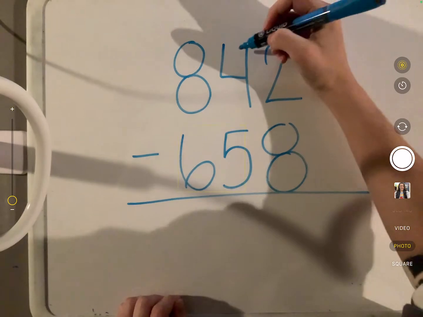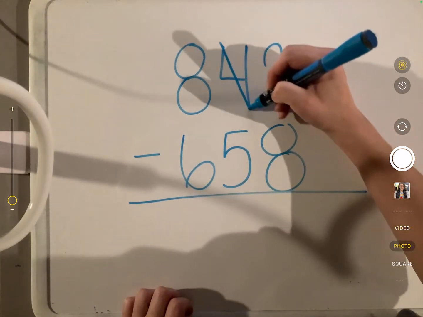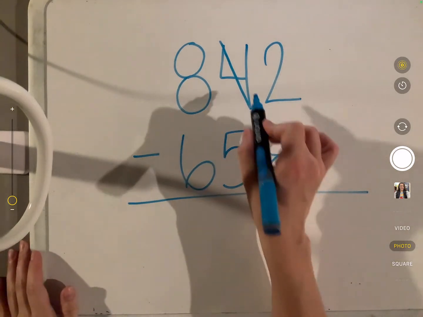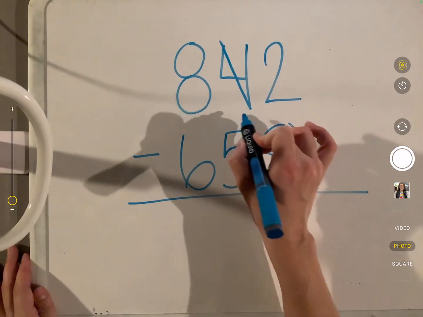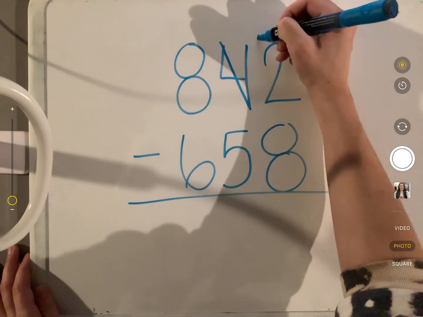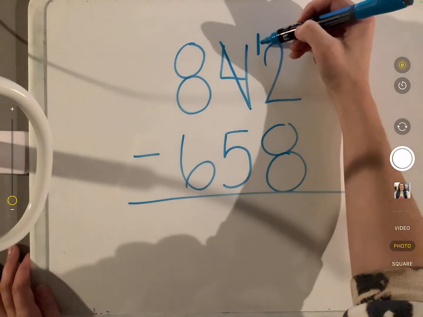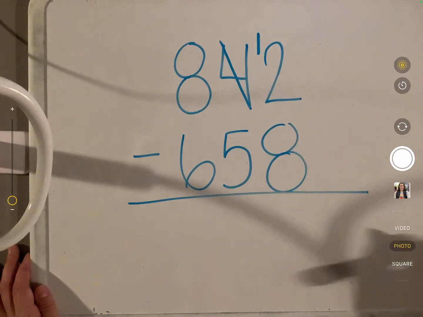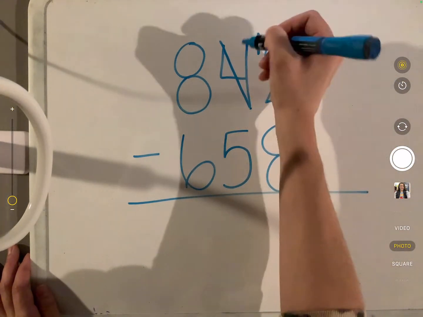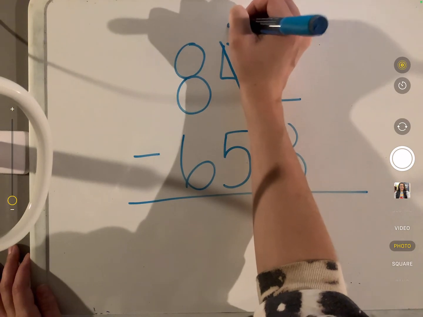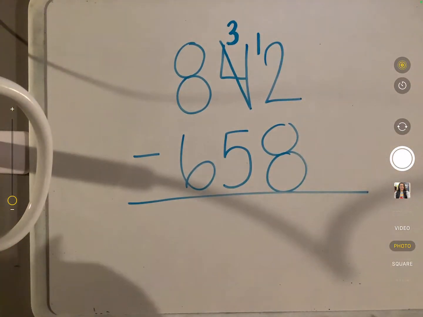So I am going to cross off this 4, because remember, it's technically 40, so I'm borrowing a 10 from this 4. What I'm going to do is carry that 10 and put it right next to my 2. So now it looks like it's 12, right? Okay, but then remember, you took a 10 away from this 40, so now this 4 becomes a 3. Okay, and make sure that you're writing all this work down so you don't lose track.